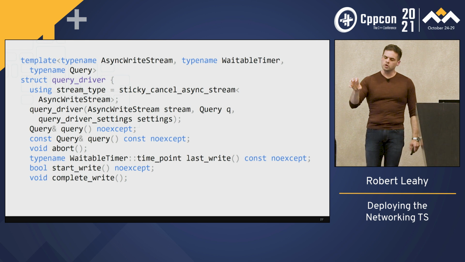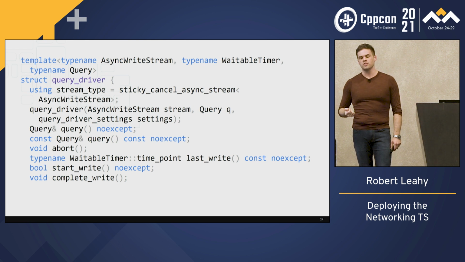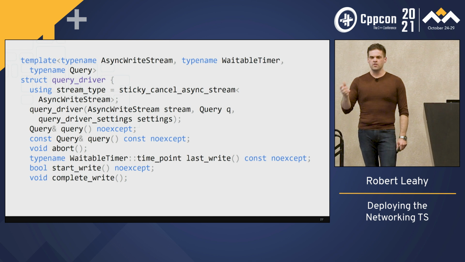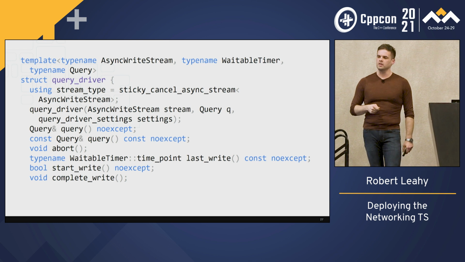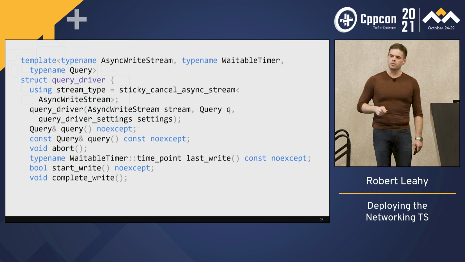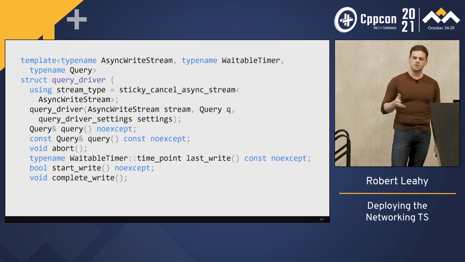And for its internal stream, the type that it actually uses, it uses a sticky cancel async stream. And this is to solve a problem that's endemic in cancellation. When you go to cancel an operation, the operation may already have completed.